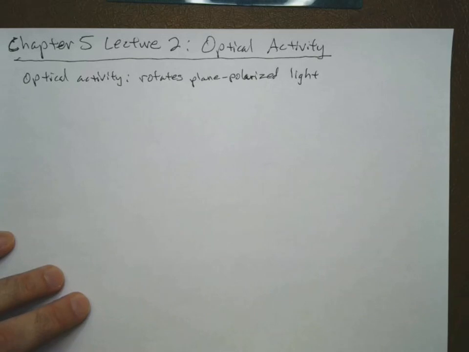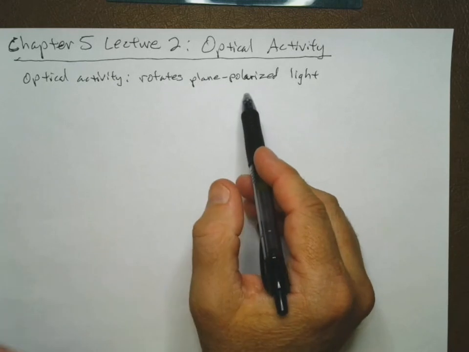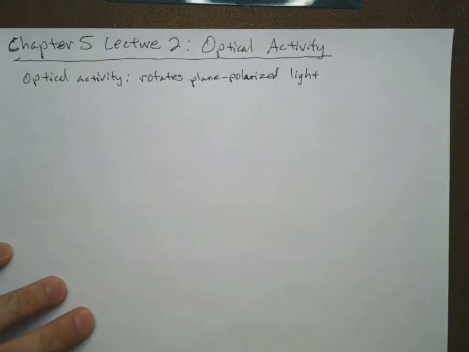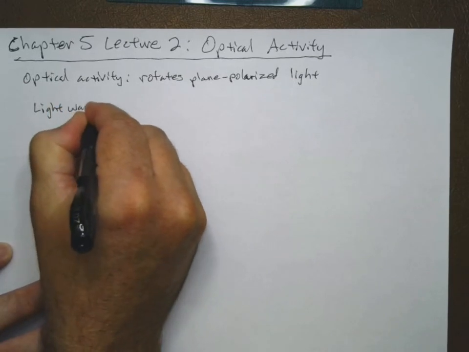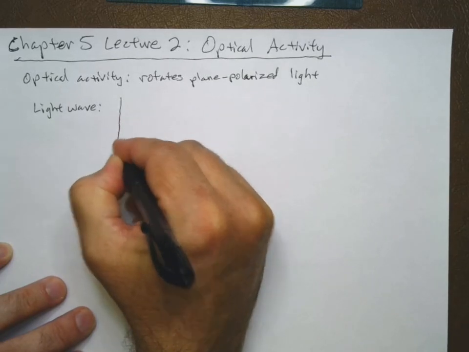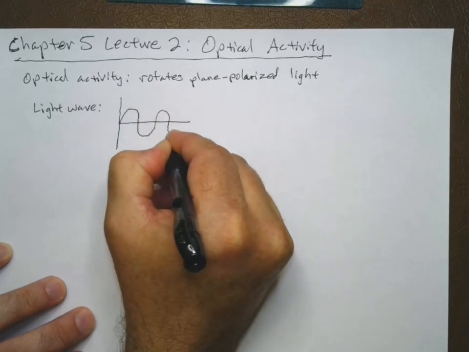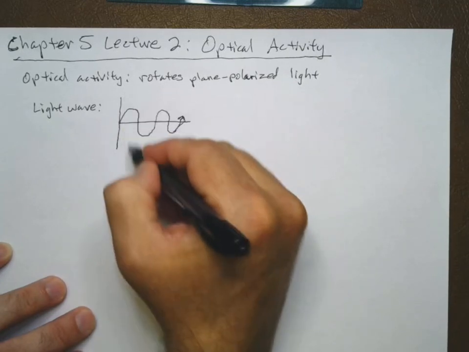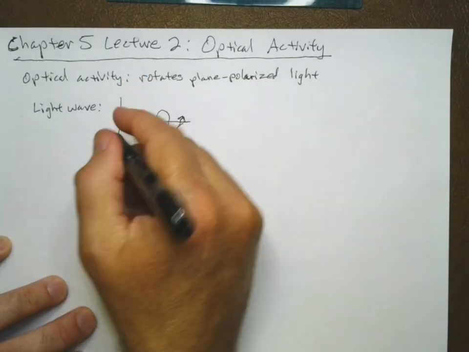Now, that's a little hard to explain exactly what plane polarized light is, but if you're familiar with polarized sunglasses, those are a special kind of filter. A light wave is going to, let's go ahead and make some axes here, and here's my light wave. Now, this is up and down in terms of the amplitude of the light wave in the plane of the paper.